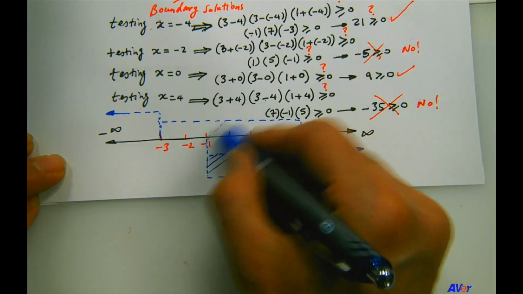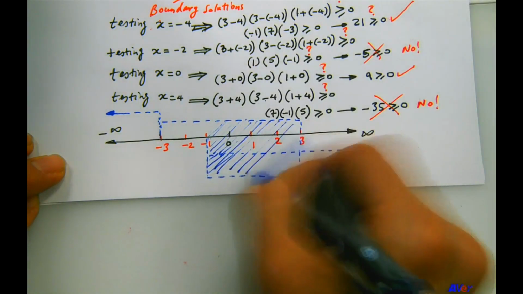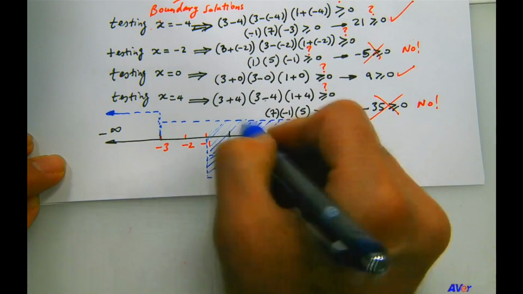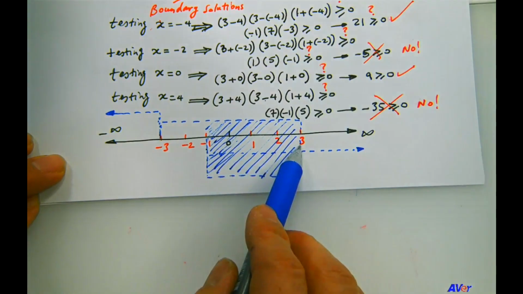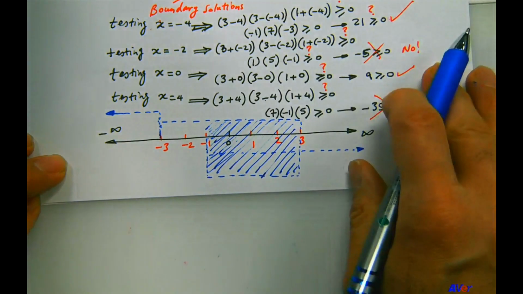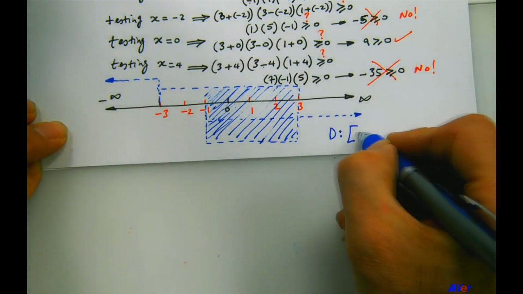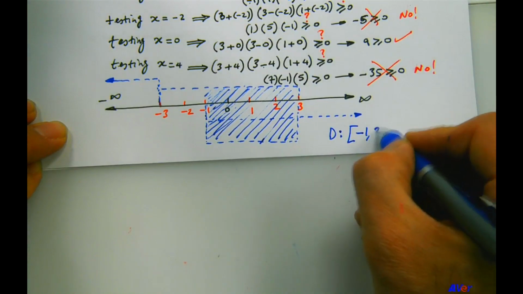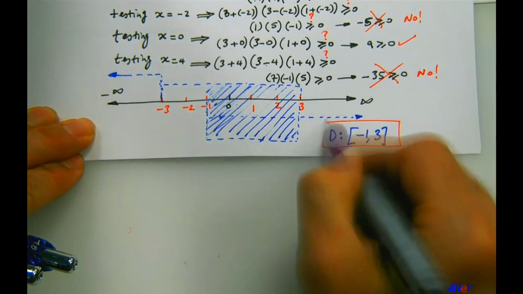In fact, right here, all of this. This is where all three functions overlap, which is from negative 1 to 3, right? So that's the domain of the final combined function. So that would be domain is bracket negative 1 comma 3 bracket. There. Okay. I hope this is making sense.